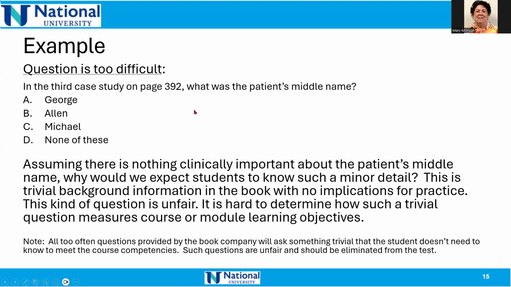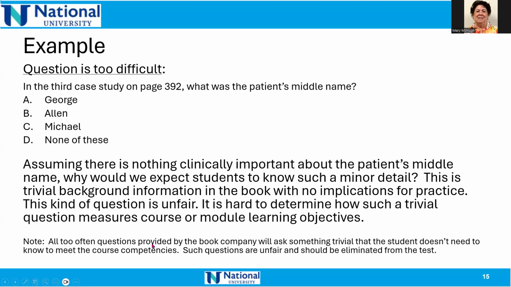And I will say, I suppose you could if it's an open book test, but bottom line, somebody's middle name is far too trivial clinically to even bother with a question about it. So, assuming there's nothing clinically important about the patient's middle name, why would we expect students to know such a minor detail? This is trivial background information in the book with no implications for practice. This kind of question is also unfair. It's hard to determine how such a trivial question measures any course or module learning objectives.